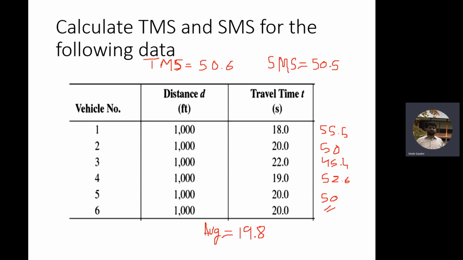Now, for calculations related to traffic flow, we mainly use SMS. If we are doing any calculations related to traffic flow, then we use SMS. If I ask you to calculate density or volume or flow rate using some equation, in that equation we will use what? SMS. So TMS has a very limited use, which I will tell you later on.